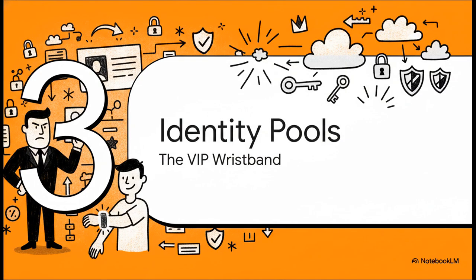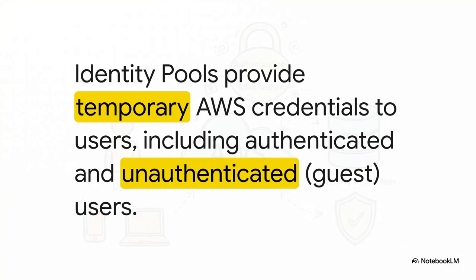Okay, so our user is in the door. The bouncer checked their ID, now what? Now it's time to get that VIP wristband. Let's talk about identity pools. So what's an identity pool's main job? It's pretty simple, actually. Its whole purpose is to hand out temporary, limited privilege credentials so your users can access other AWS services directly from your app.